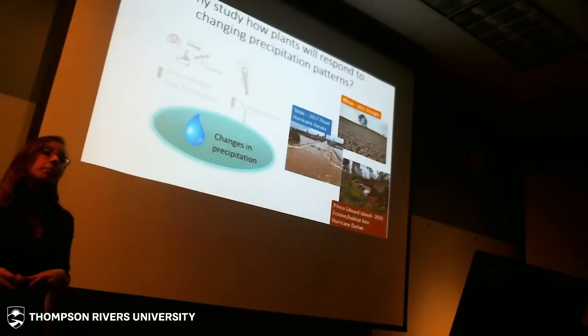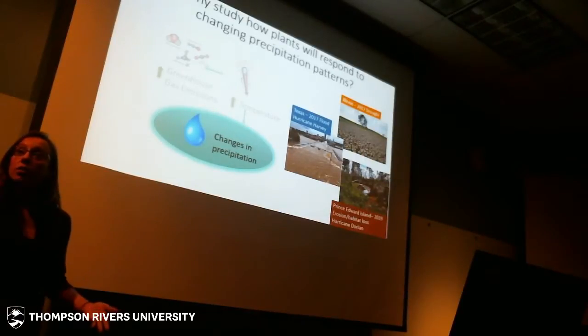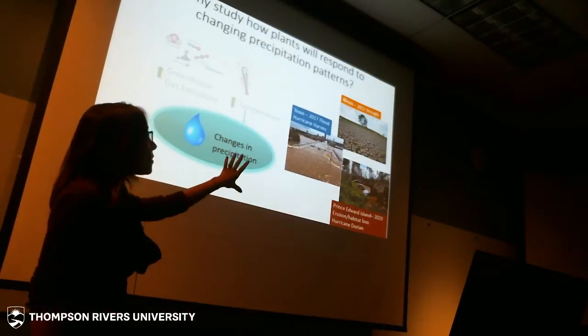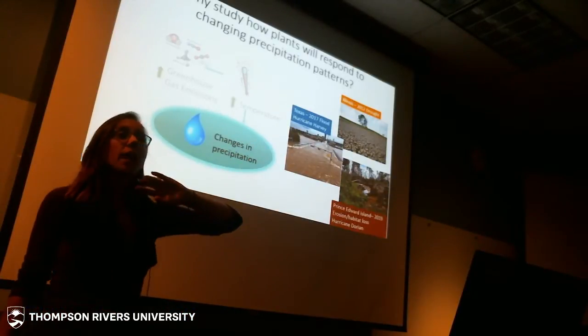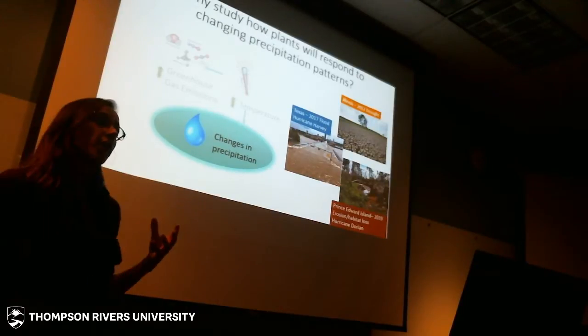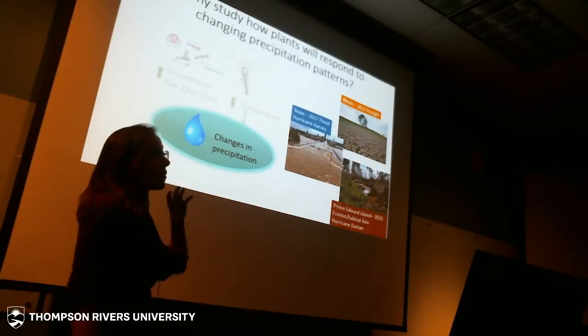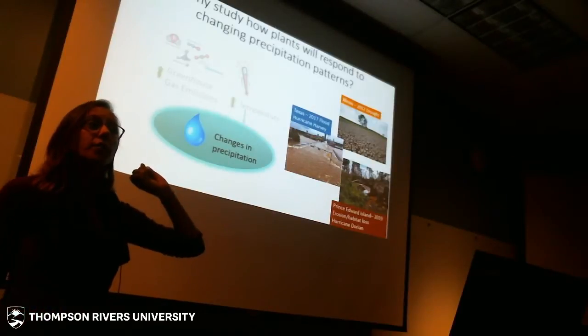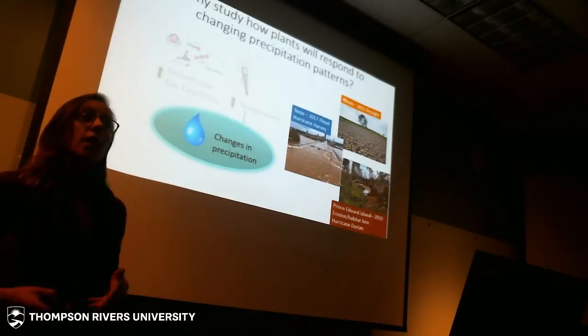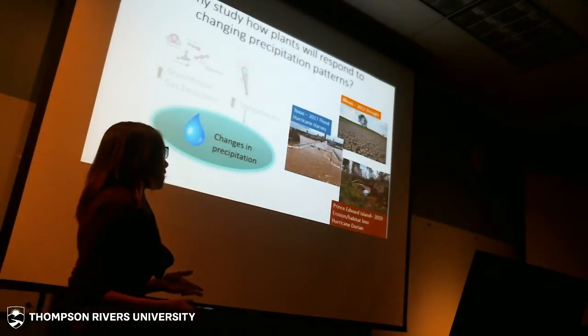So why study plants and why they respond to precipitation patterns in the first place? I just gave a few examples of ecosystems that have been severely impacted by extreme precipitation events. And if you imagine that these ecosystems continue to get these types of extreme patterns, that could have major consequences for ecosystem processes as well as the plant communities that are there.